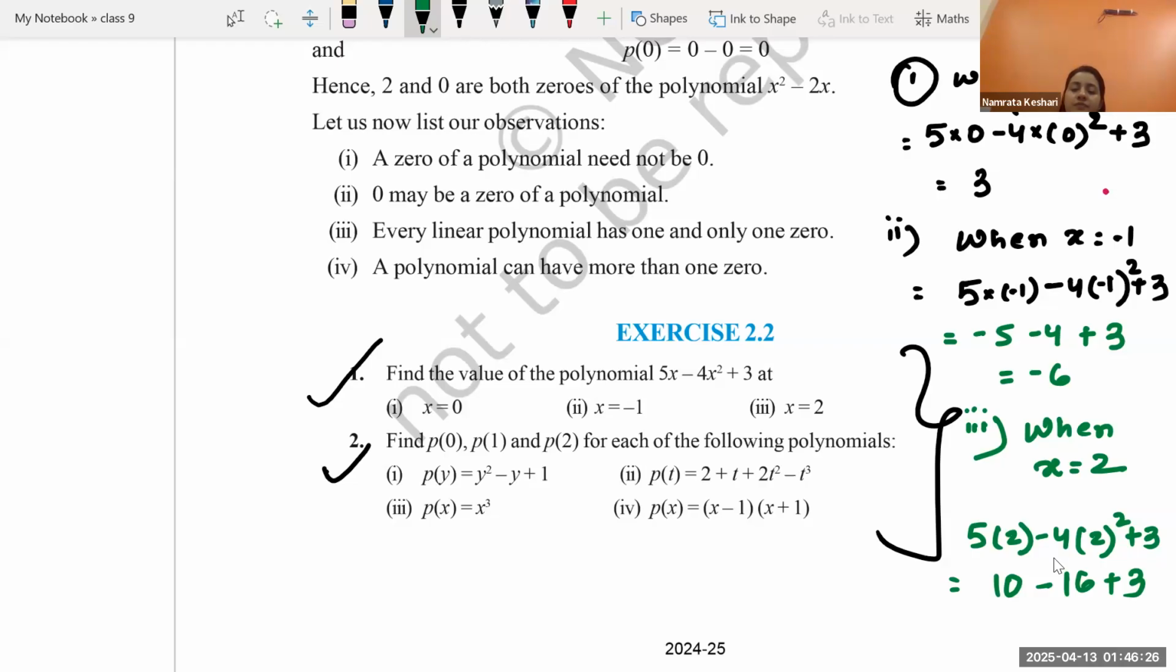Ma'am, BODMAS. Then we have to do addition first. So 16 plus 3. 16 is a negative number. See? We will always check the sign which is there in front of the number, not after that.